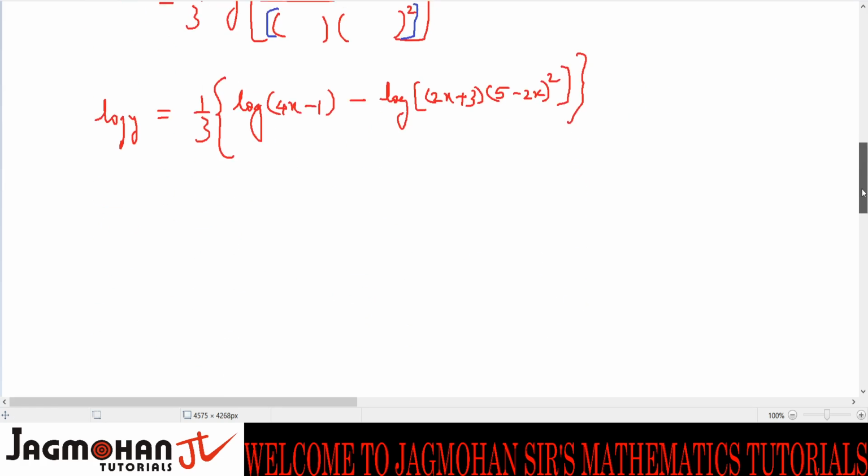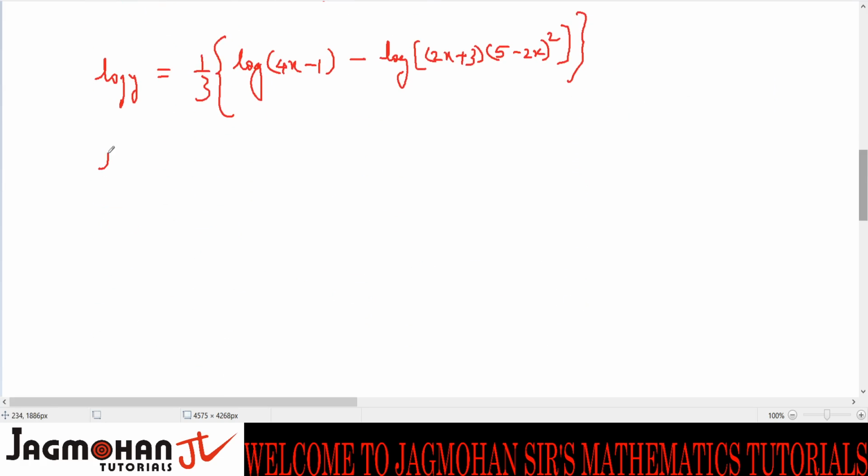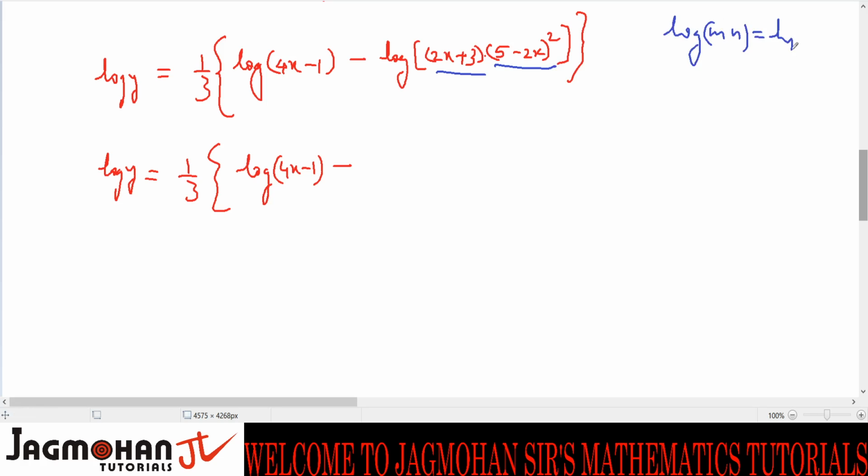It can further be simplified. And then what happens, log of y becomes 1 over 3 log of 4x minus 1. And then see what you have. You have log of m multiplied to n, log of mn, which equals log m plus log n. So here it will become log of 2x plus 3 plus log of 5 minus 2x the whole square.